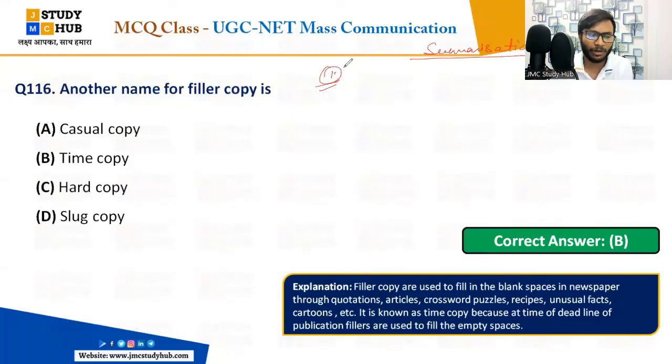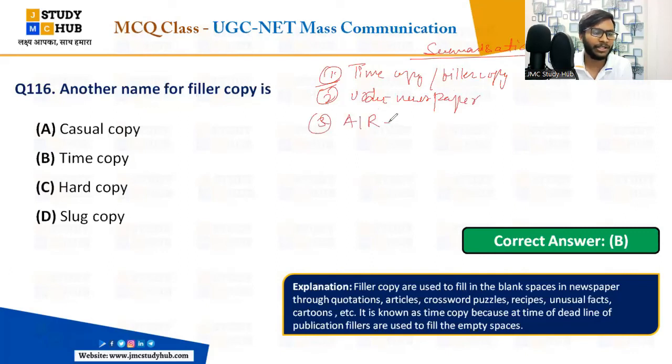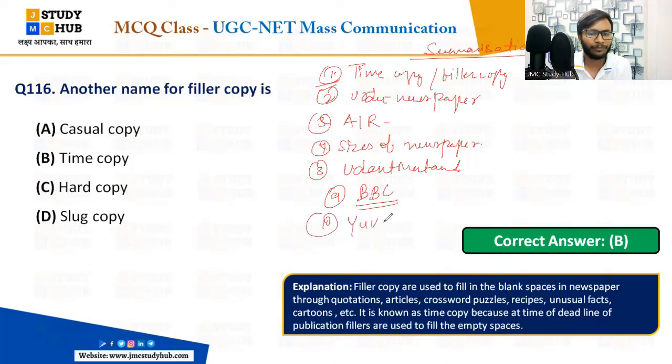What have you learned today? What are the topics that you have covered in the MCQ classes today? Urdu newspaper, Jam-i-Jahan Numa, the first Urdu newspaper. Yes, very good. All India Radio was established in the year 1936. Also the sizes of the newspaper, broadsheet. Also, another name for Udant Marthand, the rising sun. Why BBC, the main source of revenue, that is the licensing fee. Also the Yuvavani program, its sharp decline because of FM radio. Yes, Radio Moscow.